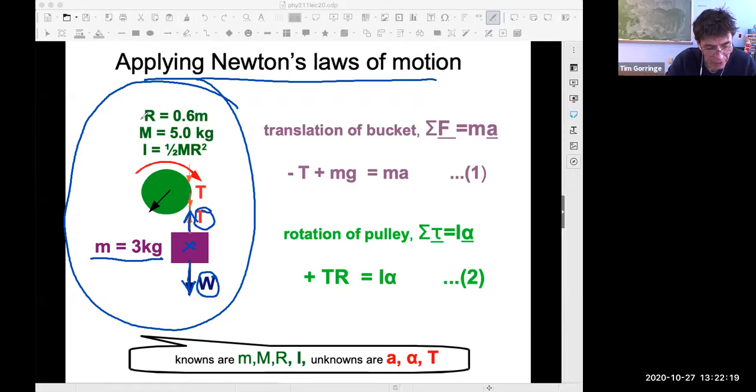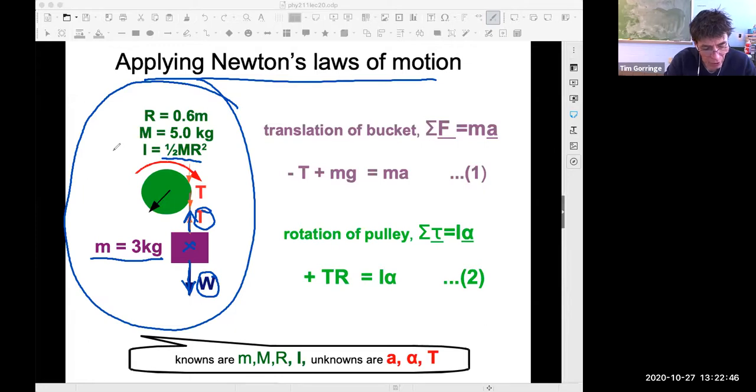And I know a bunch of things about the pulley. I know the radius of the pulley. I know the mass of the pulley. And we were told that the pulley was a cylinder, so that we know the moment of inertia of the pulley in terms of the mass and the radius of the pulley. I looked this formula up. This is the moment of inertia, rotational inertia of a pulley. Okay, so we know all that about the pulley.